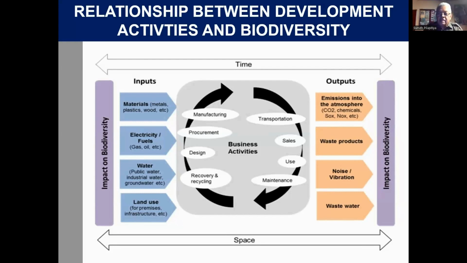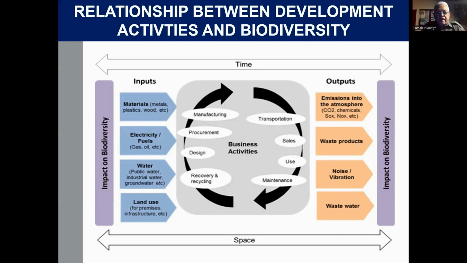And then as a result of business activities, in addition to the product that we are trying to manufacture, it also results in outputs that have a negative impact on biodiversity. Outputs such as emissions to the atmosphere, waste products, noise and vibration, and wastewater. So this clearly shows that any sector, and I can do this for all different development sectors, it will be the same. You will have inputs that depend on biodiversity, then you will have outputs that have an adverse impact on biodiversity. So development and biodiversity is intrinsically linked.